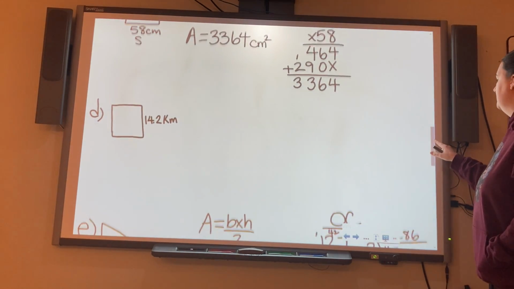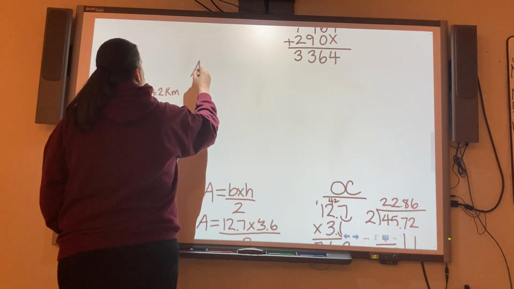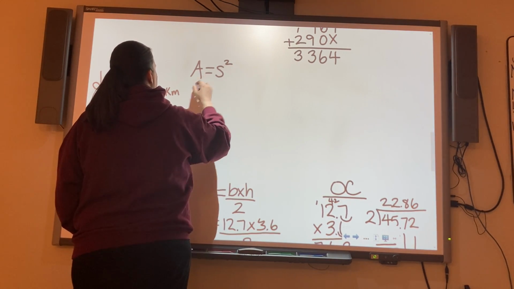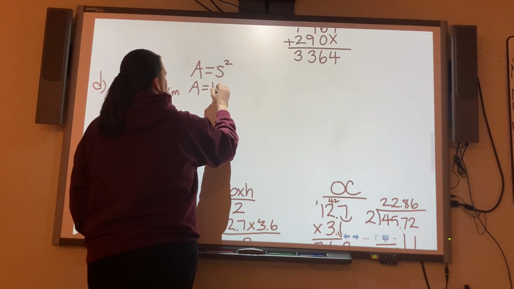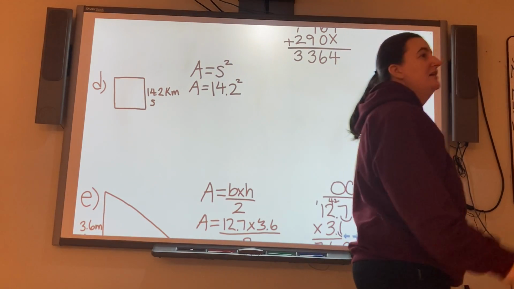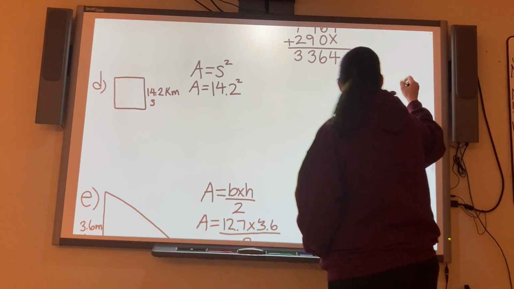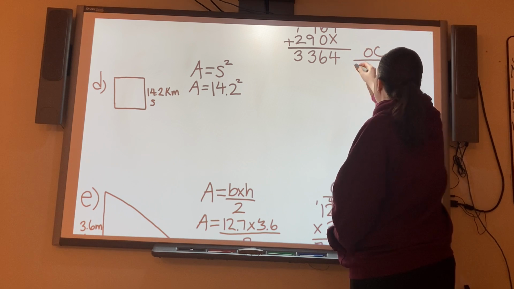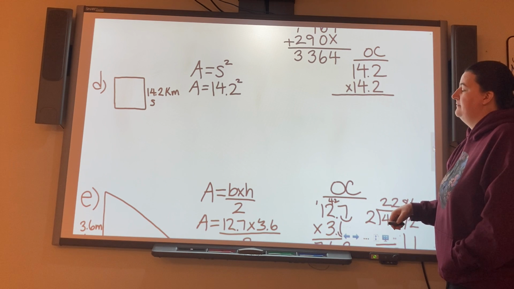So we did square, let's do D. Area of a square, so A equals S to the 2. I know that S is 14.2, so that's 14.2 to the 2. Now remember, that means 14.2 times 14.2. So let's do that over here. We're gonna need some space for this, because we're going to have 3 answer lines before we can add.